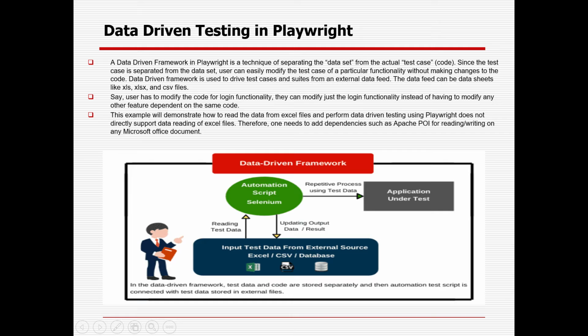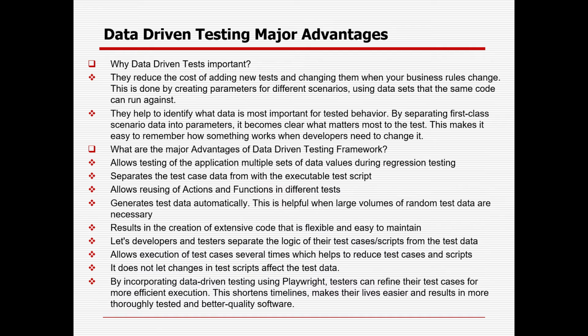In a data-driven framework, test data and code are stored separately, and then the automation test script is connected with test data stored in an external file. Okay, so there is no link of that data source with your actual test cases or even the base class utility as well. So what is the major advantage that data-driven framework or data-driven testing has?